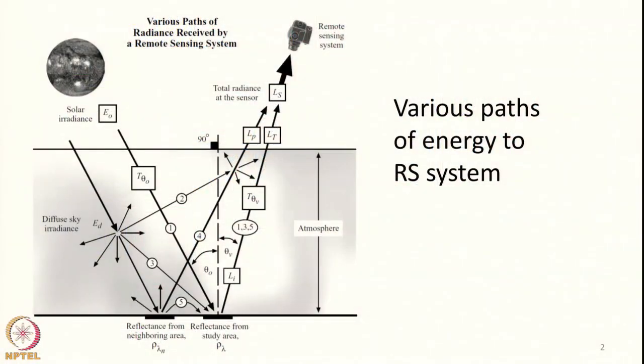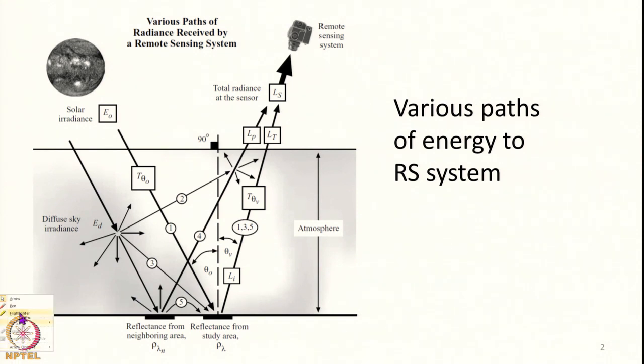In this lecture, what we are going to see is, after interacting with the terrain features, the energy from the feature should reach the sensor for us to collect and analyze later. So, how that particular energy will be transformed and what energy will exactly reach the sensor, that is what we are going to see in this particular lecture. First, we will get an overview of the various paths in which energy will reach the remote sensing system.